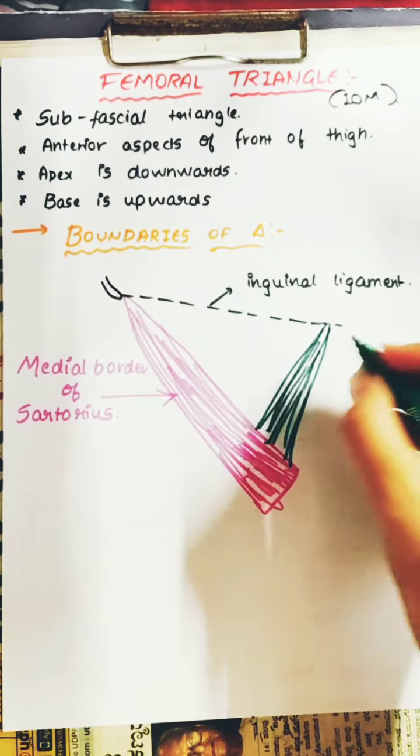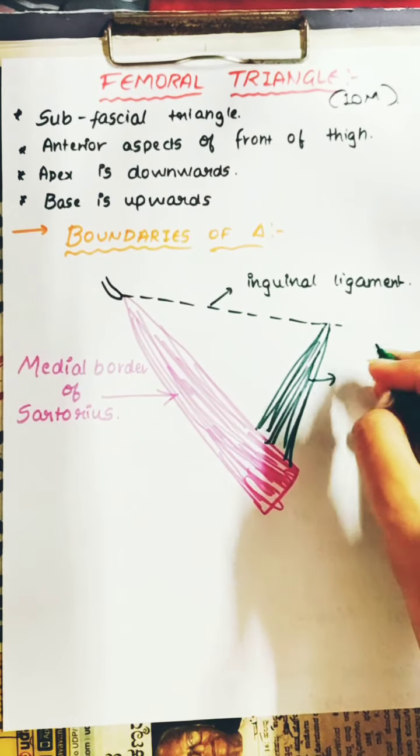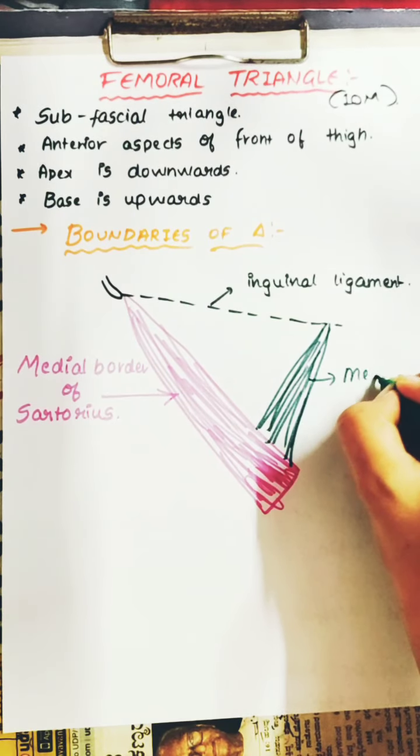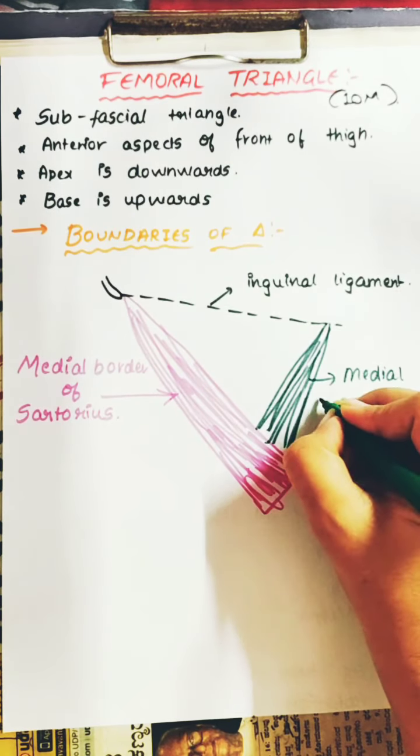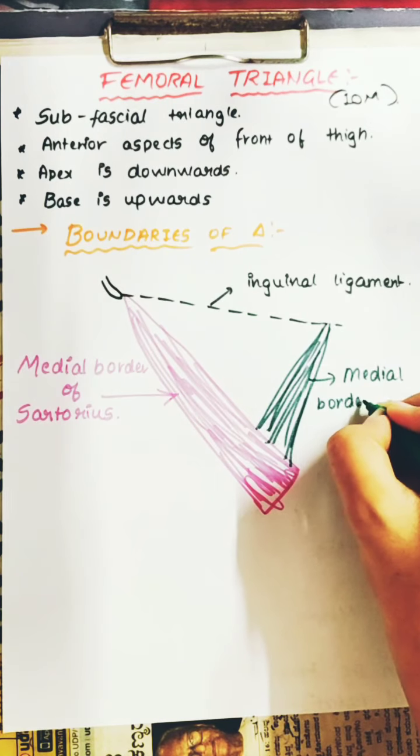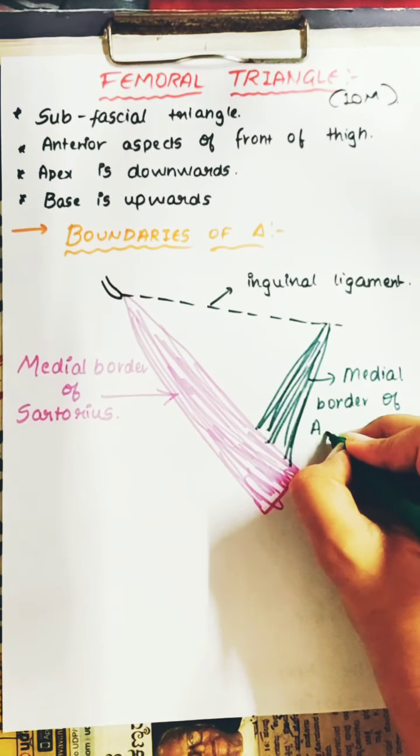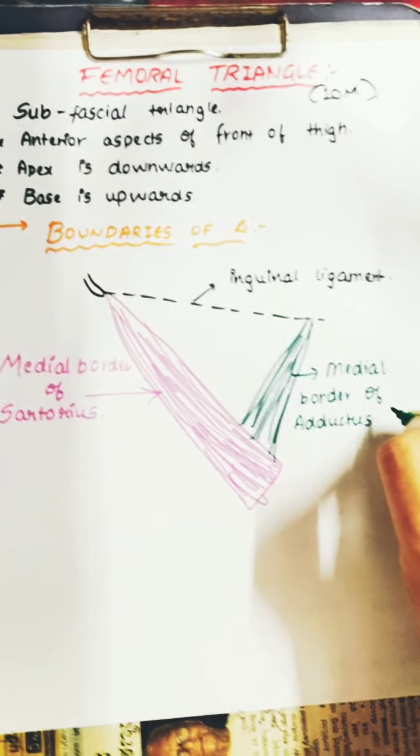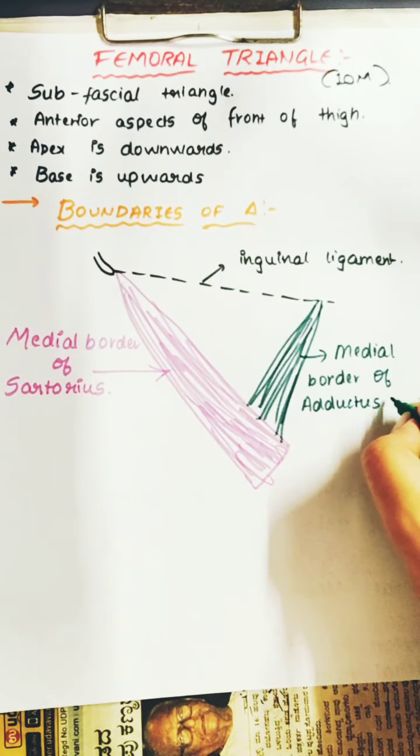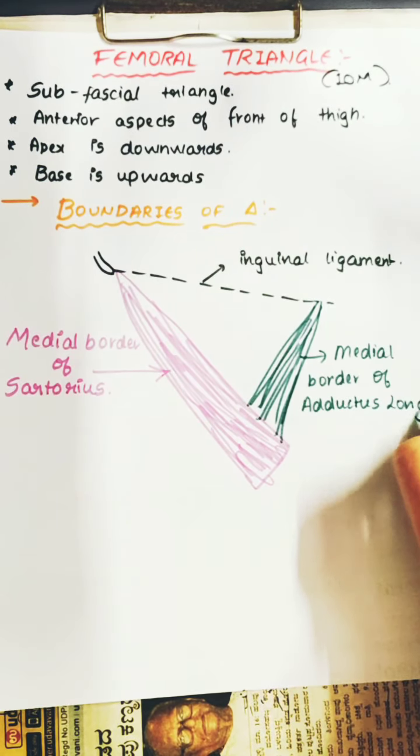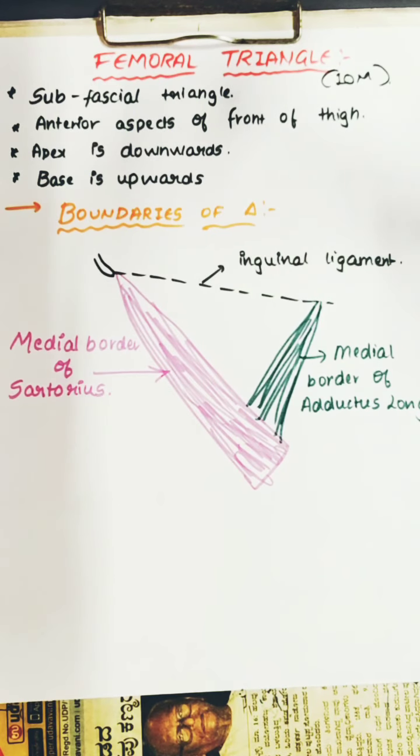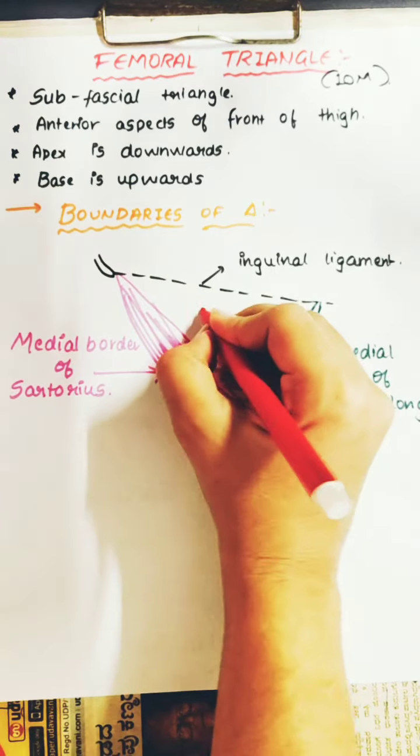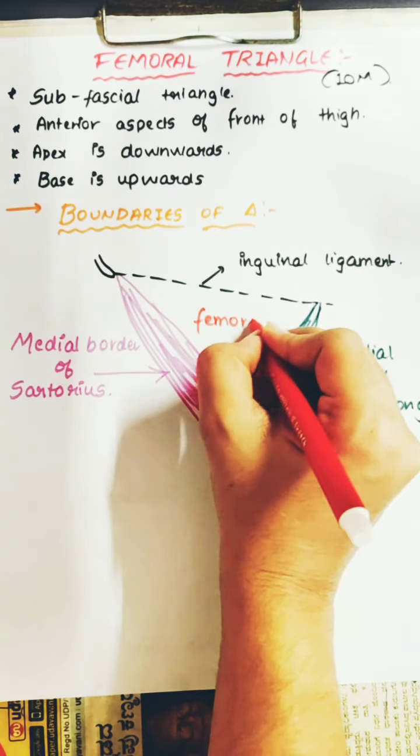This is the medial border of the adductor longus. Medial border of adductor longus muscle. So this is the femoral triangle. You can see the femoral triangle here.